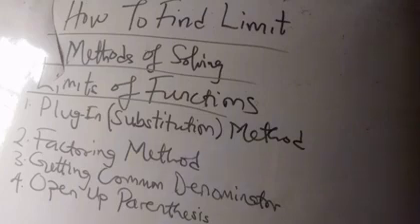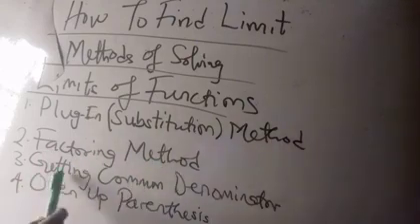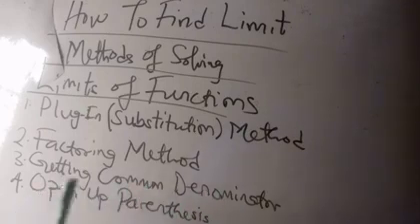Today we want to look at how to find limits, or methods of solving limits of functions. Basically, there are four methods of solving limits of functions. The first method is the plug-in or substitution method. The second one is the factoring method. The third one is getting a common denominator, while the fourth is opening up parentheses. We are going to explain each of these methods using examples.